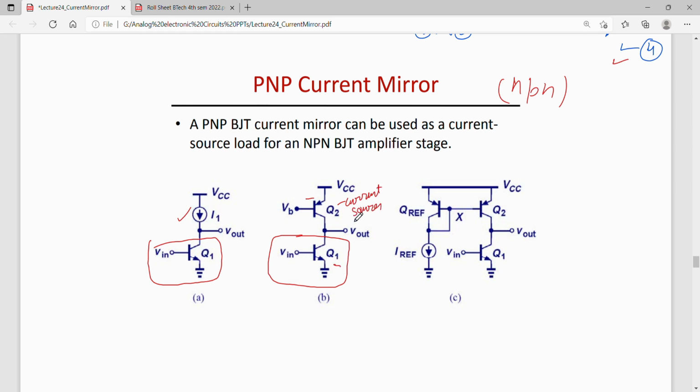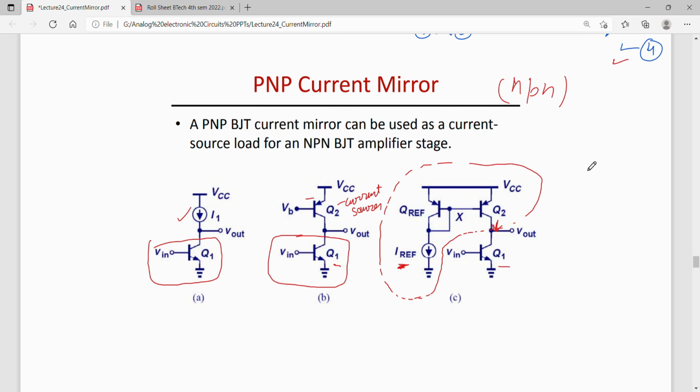Now this current source can be replaced by a current mirror circuit. So this is my current mirror circuit using PNP transistor, which can be used as a current source or load to my common emitter configuration. Or this common emitter configuration is biased by this current source, because this IREF, which is some good constant current source, is copied over here at the collector of Q1.